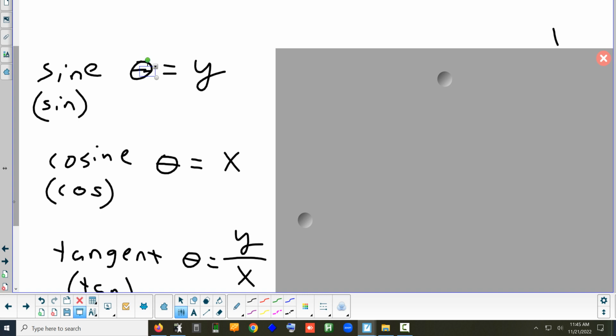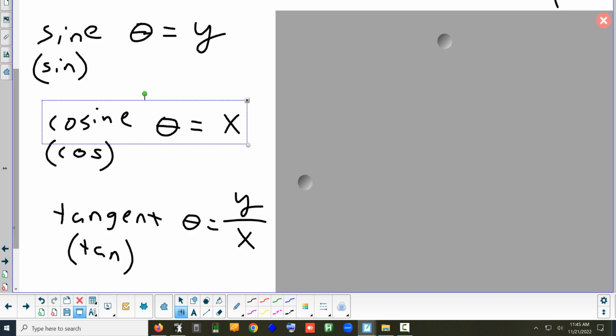If you wanted to plug an angle into the cosine formula, the result is the x value of the coordinate that represents that angle. We're only working with zeros, ones, and negative ones, so we're going to get pretty simple answers. And the tangent is when you divide the y value by the x value. So you need both.